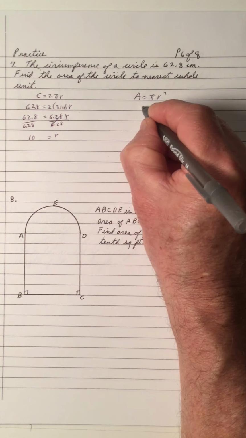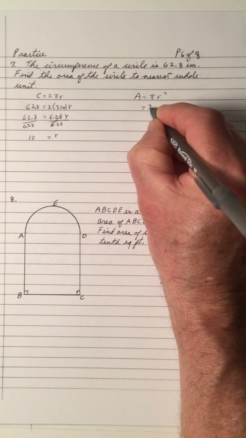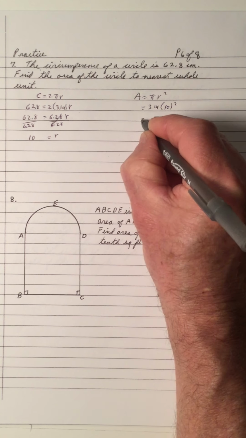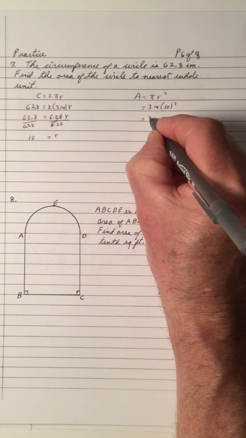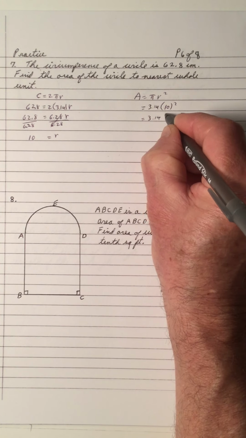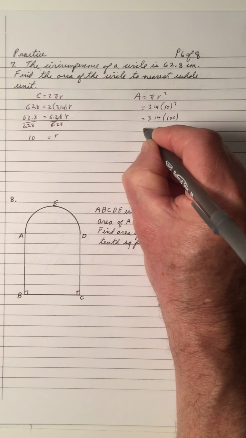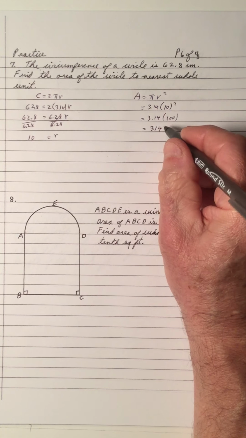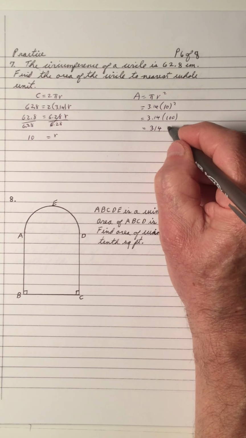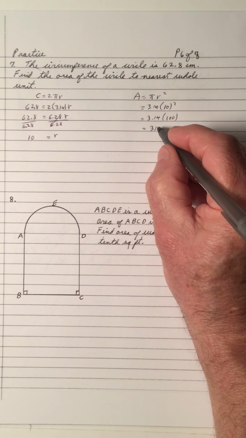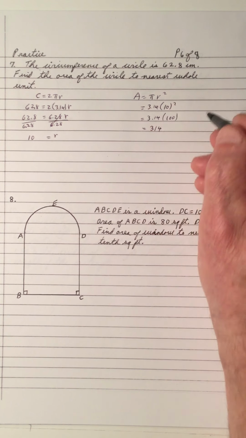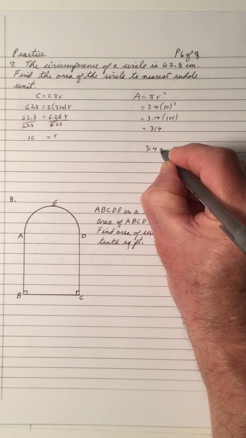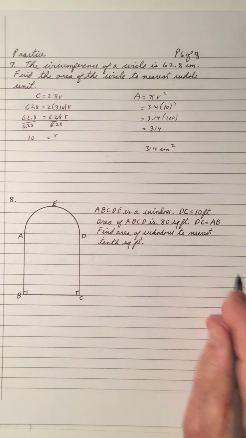So you go over and plug into the area formula, 3.14 and 10 squared. Well, 10 squared is easy. That's 100, 10 times 10. And when we multiply by 100, we move the decimal 2 places to the right. So the area of the circle is approximately, not exactly, because 3.14 is an approximation, 340 square centimeters.